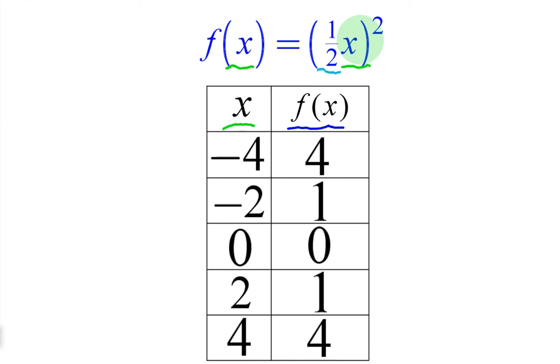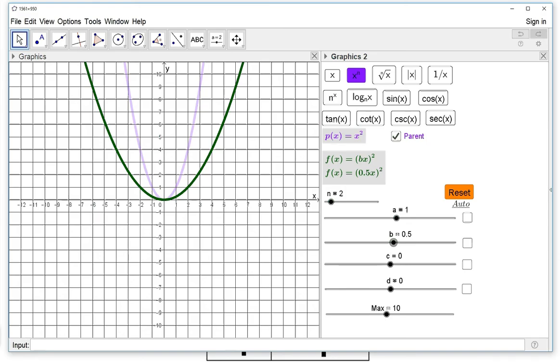That's it for this video of horizontal stretching when b is equal to 1/2. If you have any questions about it, let me know.